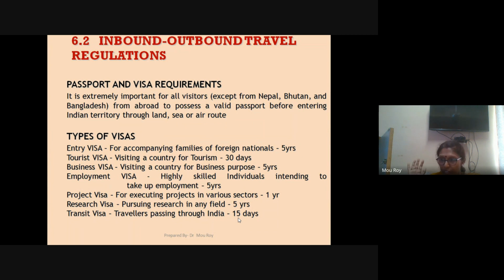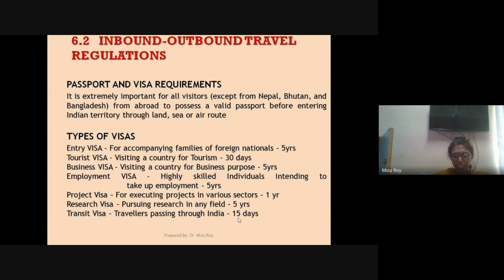If you want to stay in the airport itself, you need not require a transit visa. But if you have a few hours, maybe a day, say you reached Dubai early in the morning and your flight to the US is at night, so you have 10 to 12 hours in hand, you might think, I should do some sightseeing nearby. Once you step out of the airport, you need to have a visa. That is known as a transit visa. So this is what happens.